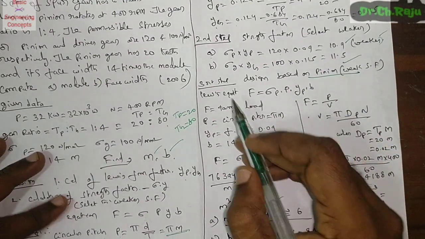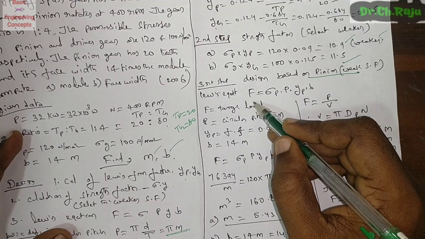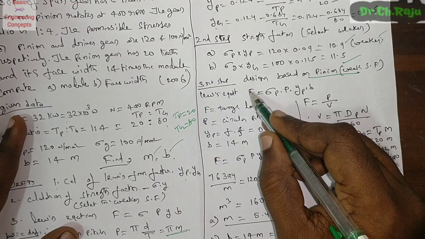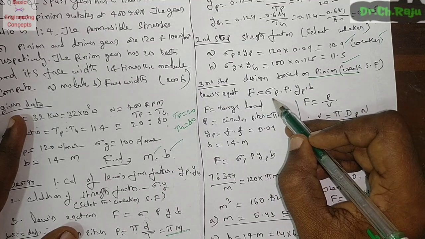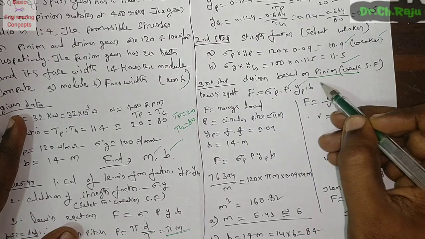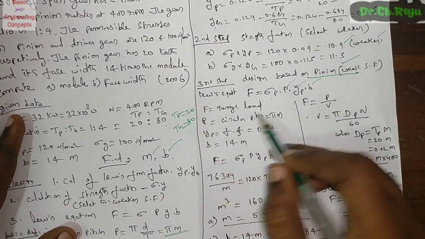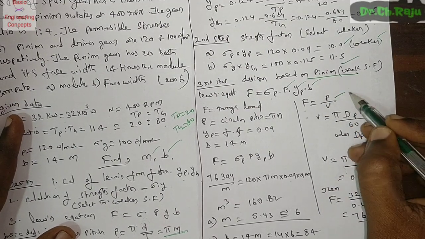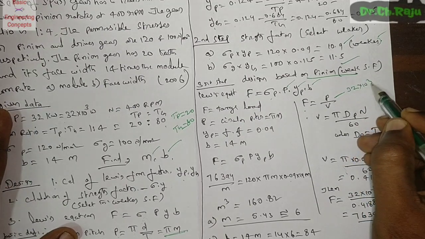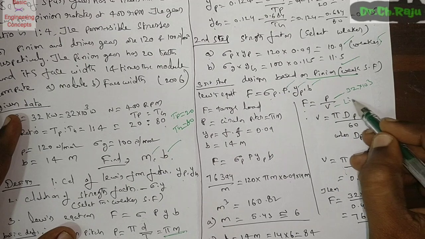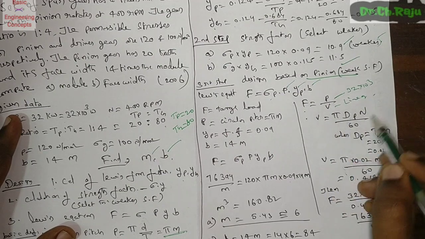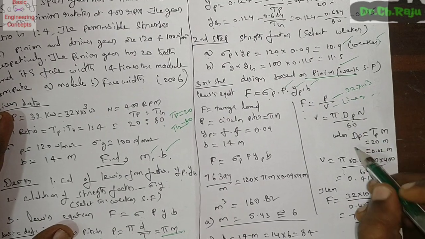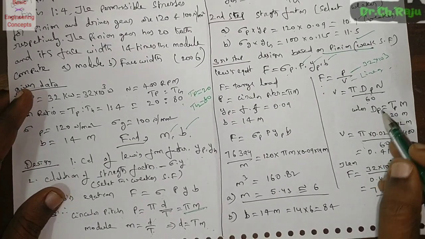So in the third step, we apply the Lewis equation to the pinion. The formula is that the tangential load F is equal to stress, circular pitch, form factor and face width. Here the tangential load is going to be calculated. Tangential load F is equal to P by V, where P is the power, 32 into 10 cube, which is given, and the linear velocity is V is equal to pi d n by 60, where d is equal to dP, as the design is based on the pinion.